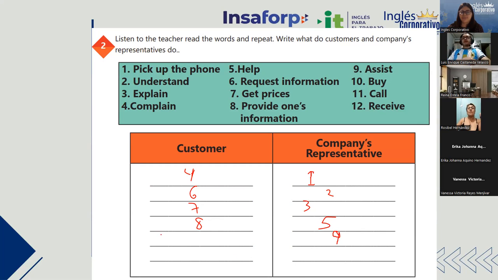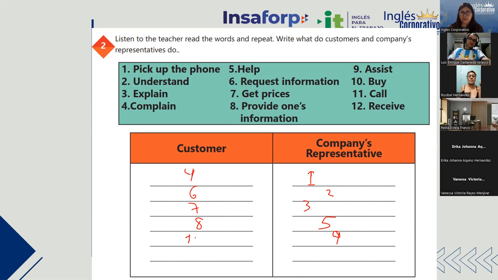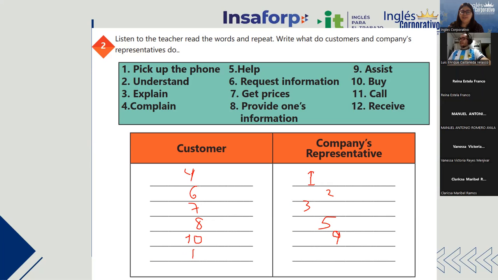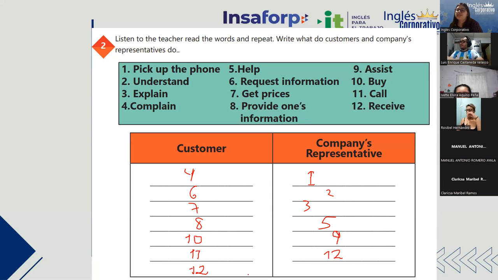Buy? Who buys? Como comprar. Customer. Sí. The customer. Who calls? Customer. Who receives? The company. The two, ¿verdad? The company receives the call and the company's representative. They both receive because the company receives a call, but the customer receives information, receives help, right? Okay.